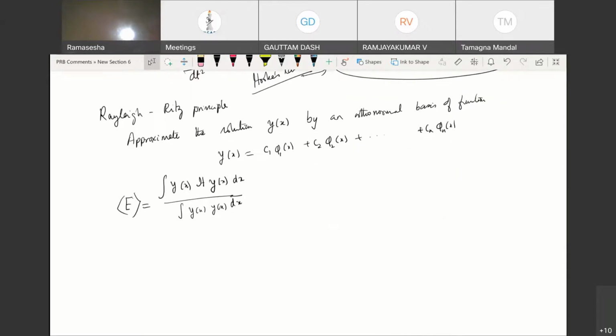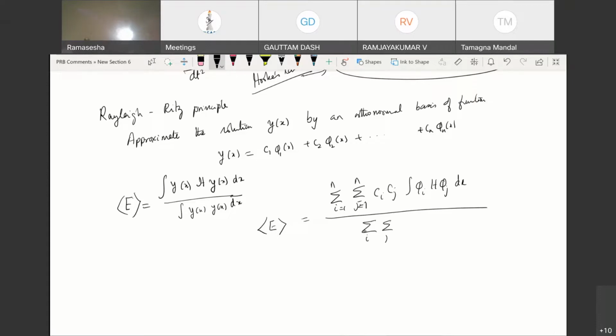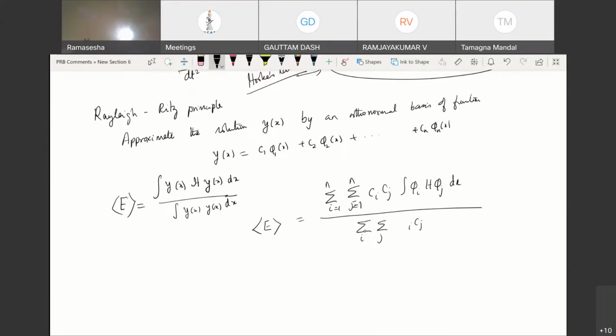Okay, so now I substitute for E. E is equal to the sum over i, the sum over j from 1 to n, of c_i c_j times the integral of p_i H p_j dx, divided by the sum over i, the sum over j of c_i c_j times the integral of p_i p_j dx. I'm just using everything as real and single valued.